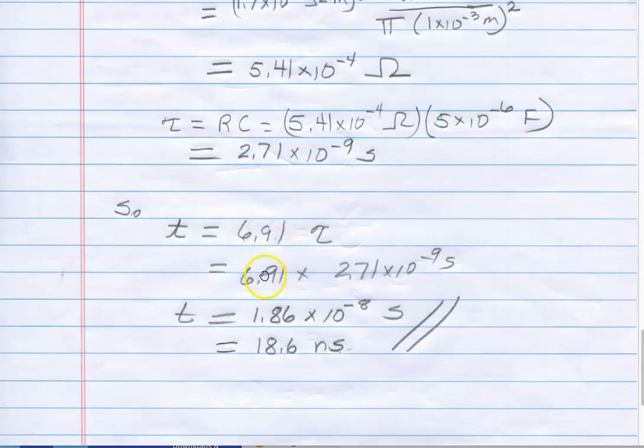So 6.91 times our time constant, and I get 1.86 times 10 to the minus 8 seconds. Or I'd probably write that as 18.6 nanoseconds. So about 19 nanoseconds. So very, very rapidly it will discharge in this particular situation.